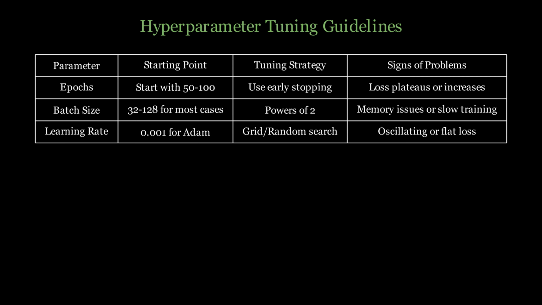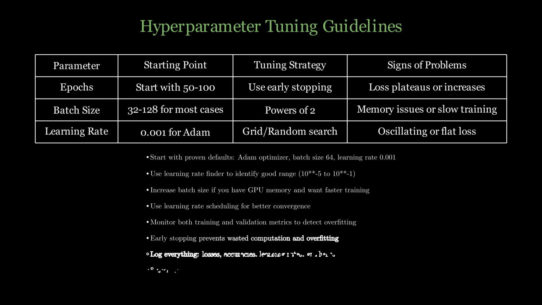Here are practical tuning guidelines. Start with proven defaults: Adam optimizer, batch size 64, learning rate 0.001. Use a learning rate finder to identify the optimal range. Increase batch size if you have GPU memory. Always monitor both training and validation metrics. Use early stopping in systematic search, changing one parameter at a time initially.